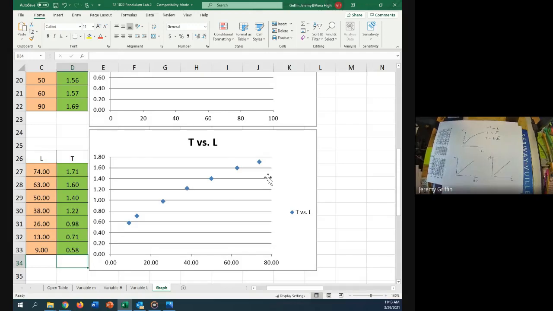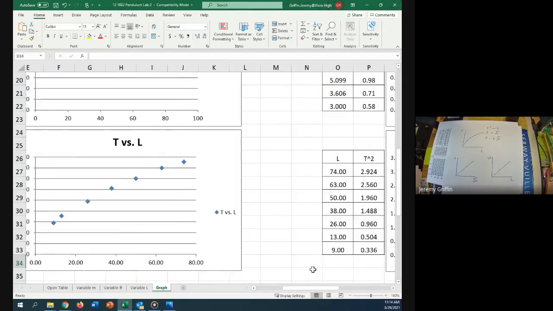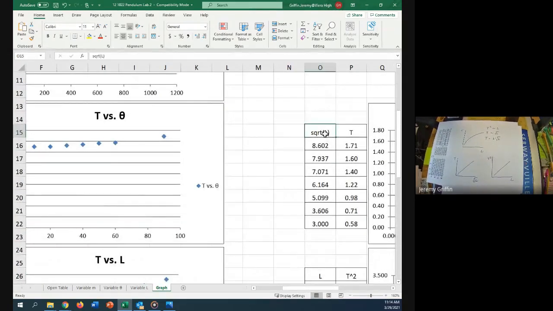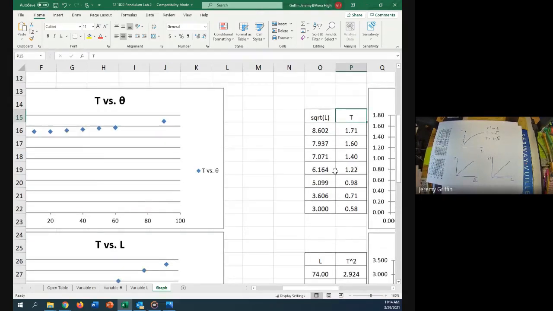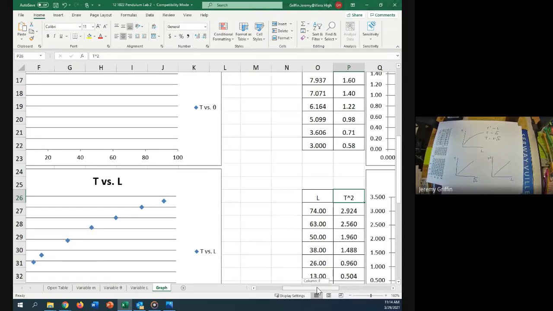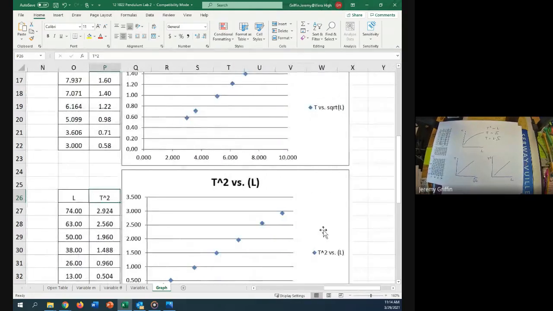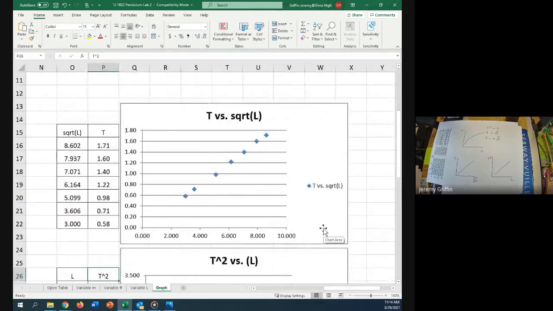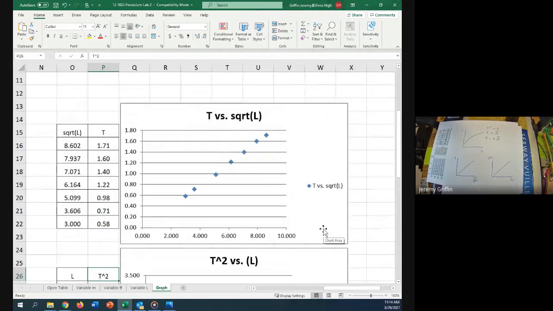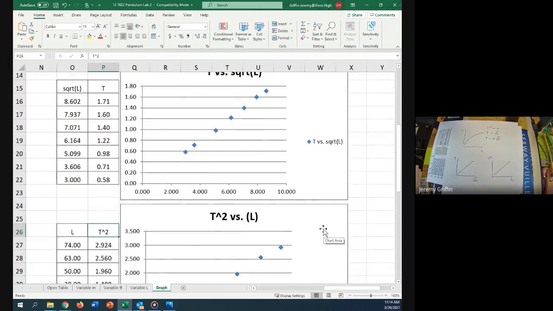Let's see. So I'm going to flip over back to Excel. I'm going to let Excel go ahead and run this for us. So just scroll up just so you guys can see the tables. So we have the square root of L and then T, versus down here I have L and then T squared. So I'm gonna have Excel do both of the graphs. Hey, look at that. They both line up in really nice straight lines, don't they? Yeah, look at that. Nice straight line.